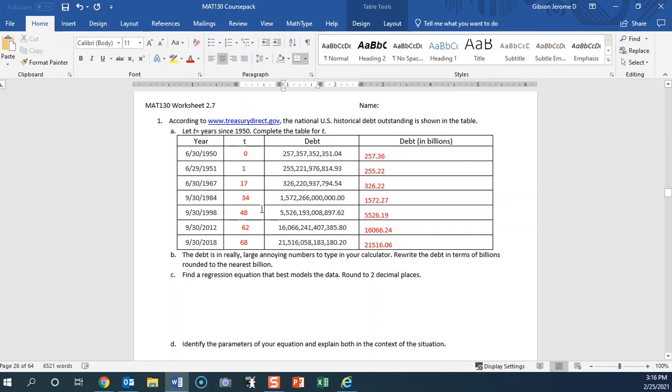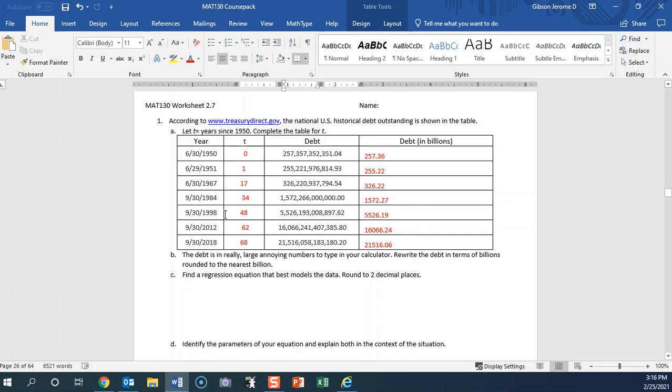Now, with A, we have T. It says let T equal the year since 1950. Complete the table for T. Okay, so we look at the years here and we go since 1950. That'll be the 0 year. 51 will be the first year. 67, that's 17 years away from 1950 and so on. All of these are since 1950.